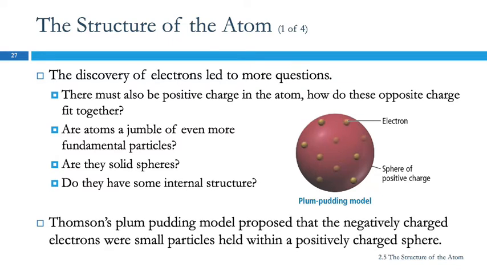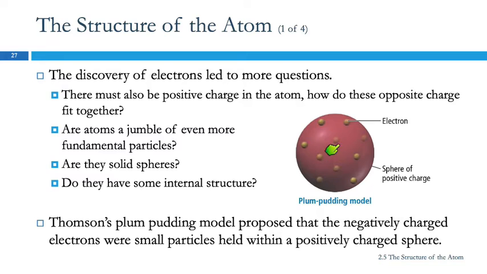So Thomson of the cathode ray tube proposed what's known as the plum pudding model. This was in England, where people eat something called plum pudding, which we just really don't have in the United States. The closest thing I can give you to plum pudding would be a blueberry muffin. So we'll call it the blueberry muffin model.